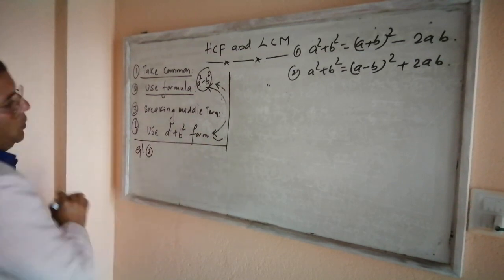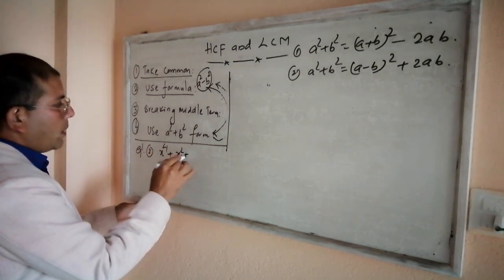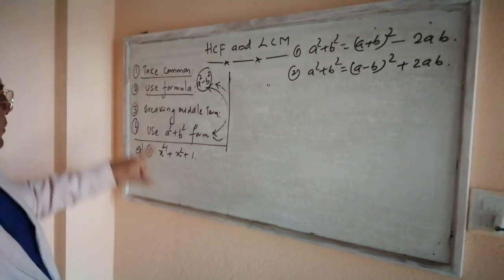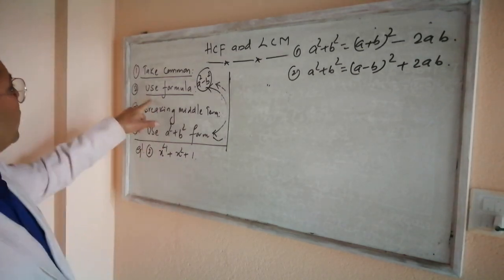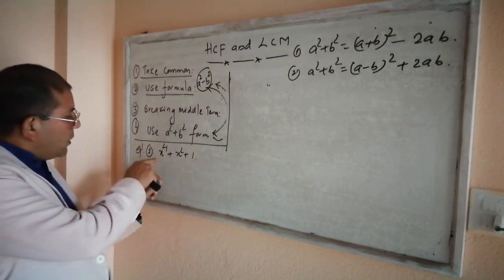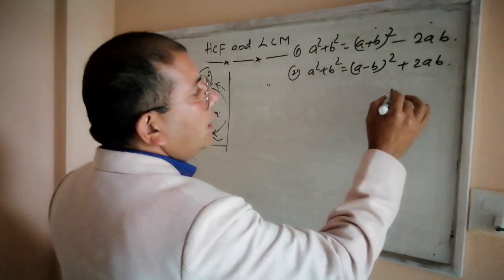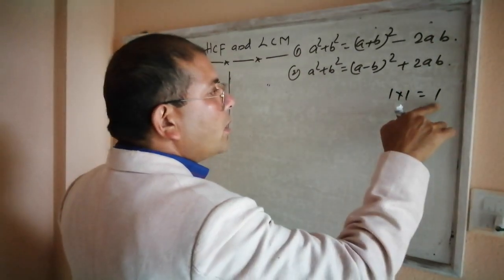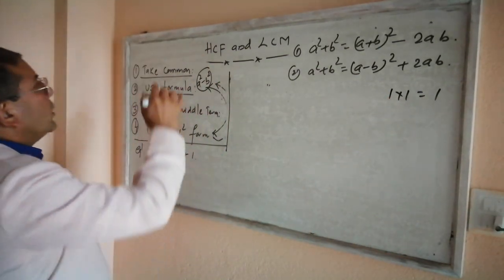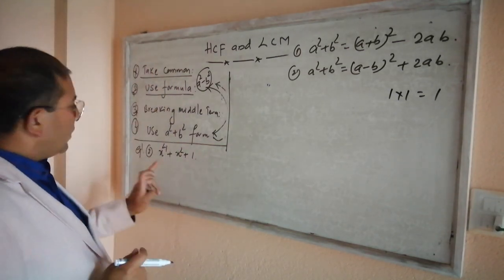Example number 2 is x power 4 plus x square plus 1. Now, take common: impossible. Use formula: impossible. Breaking middle term: if you take the first and last one, 1 into 1 is 1, but the sum of the factors, 1 plus 1, is 2, so it is also impossible. So these first, second, third methods are impossible for this question.